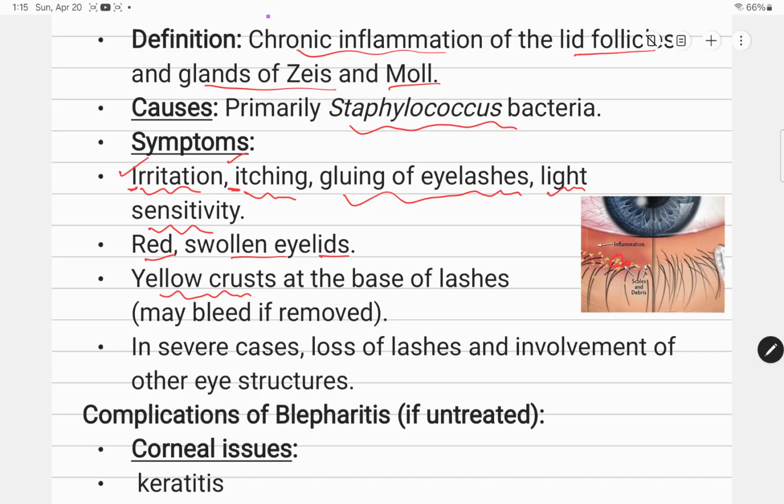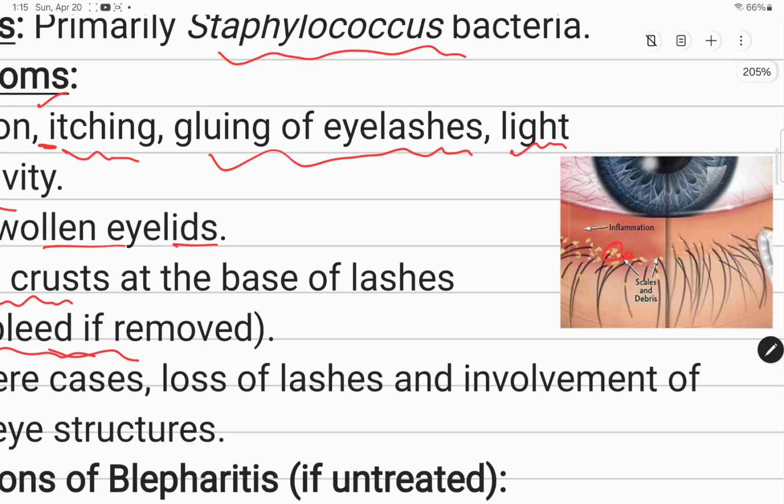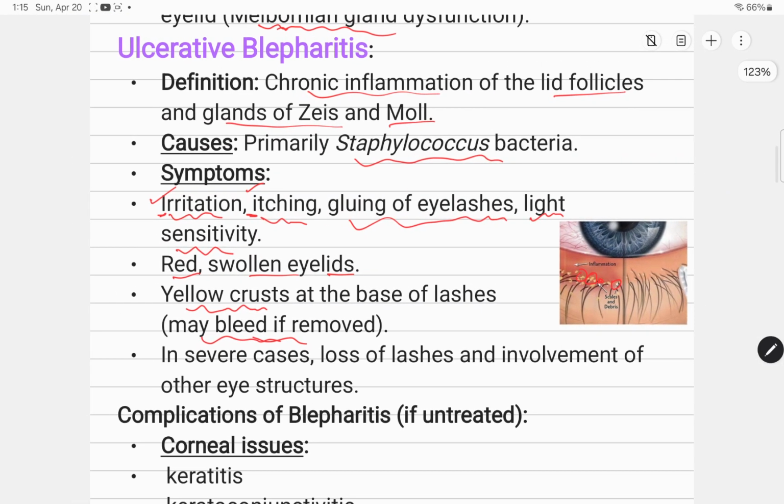If you try to remove this, these are like dandruff, and if you remove this, there is bleeding. If you try to remove these, bleeding occurs. So it is ulcerative blepharitis. In simple words, in ulcerative blepharitis, the infection occurs in the glands of Zeis and Moll because they are present anteriorly.